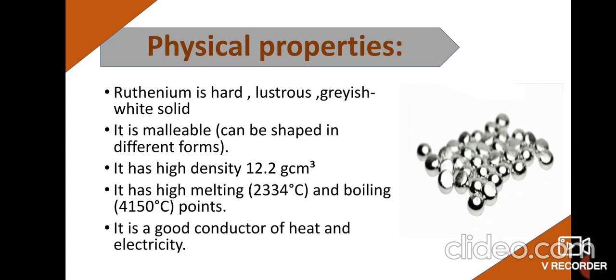It has a high density of 12.2 grams per cm cube. It has a high melting point of 2334 degrees Celsius and boiling point of 4150 degrees Celsius. It is a good conductor of heat and electricity, as we know that it is a transition metal. So it's a good conductor of heat as well as electricity.